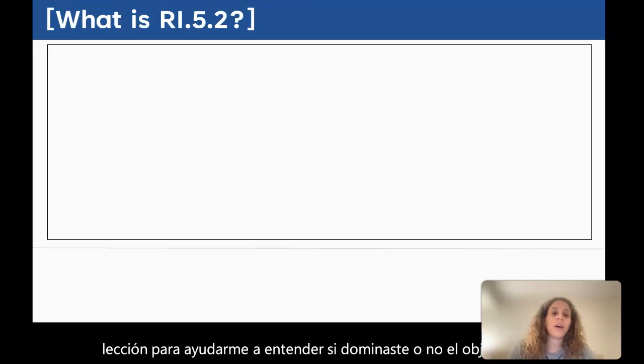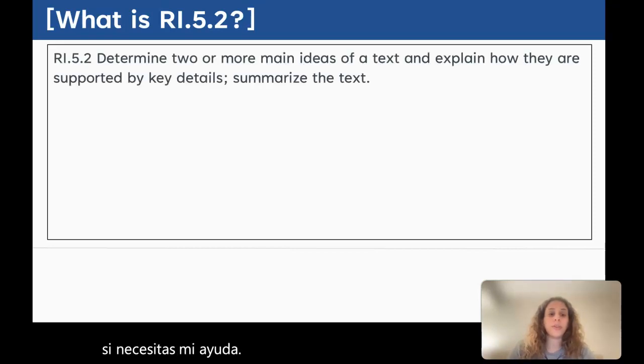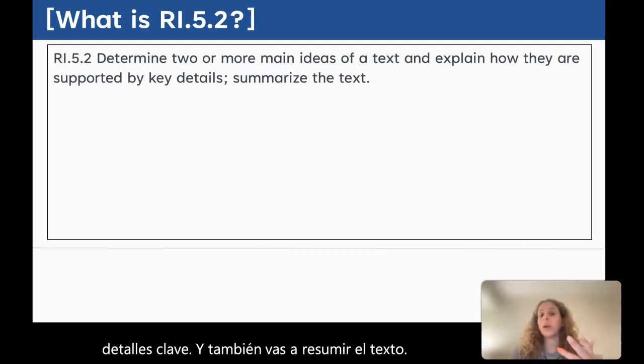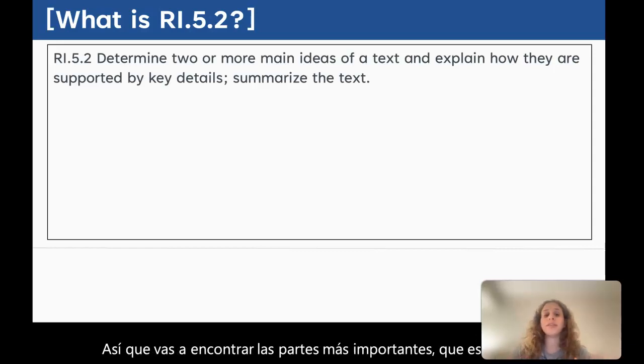So what is RI 0.5.2? This standard means to determine two or more main ideas of a text and explain how they are supported by key details, and you are also going to summarize the text. So you're going to be finding the most important parts, which is the who, what, where, when, why, and how of this text, and you're going to be combining that information into a summary.